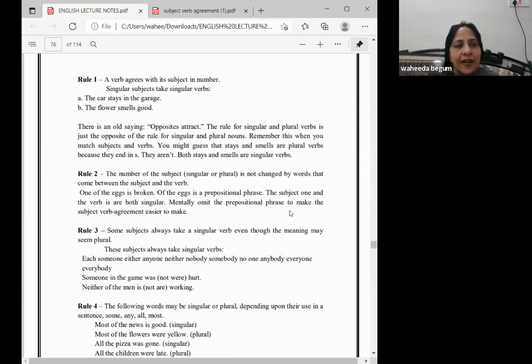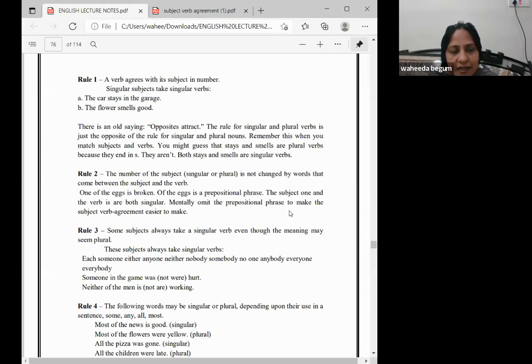Rule one is that a verb agrees with its subject in number. A singular subject takes a singular verb. Singular subjects take singular verbs. For example, the car stays in the garage. What is the subject over here?